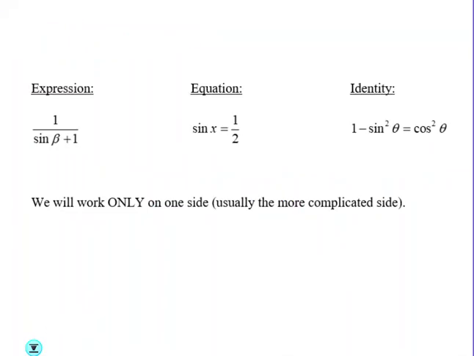First, just a point of clarification. This is an expression. Expressions do not have equal signs. Expressions are what we worked on simplifying last class. This is an equation. This is only true for certain values of x. But this is an identity. This is true for all values of theta.